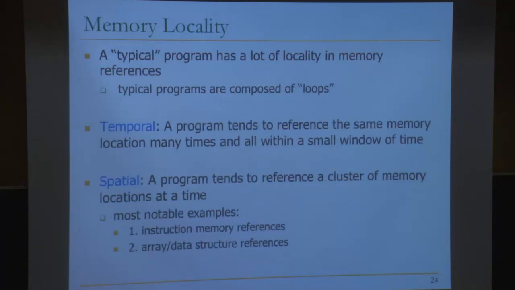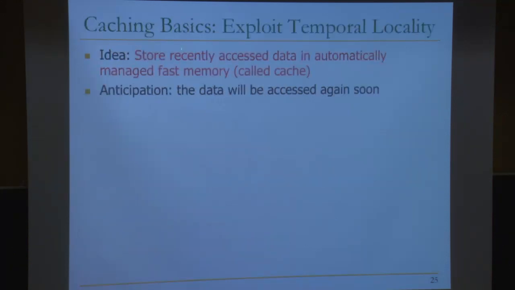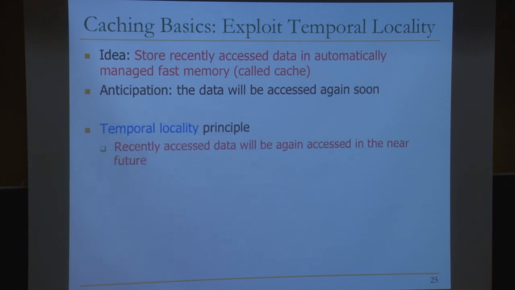But basically, the idea of a cache is to store recently accessed data in automatically managed fast memory. This is called a cache. The anticipation is based on temporal locality: the data will be accessed again soon. It's very simple. So when you access memory location A, do not keep it only in main memory, but bring it to this fast memory called the L1 cache and keep it there, because you'll likely access it soon.